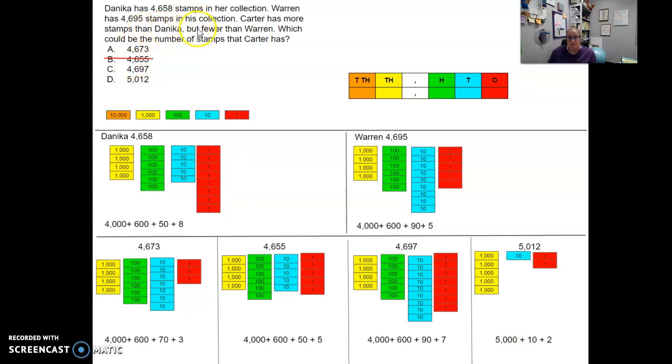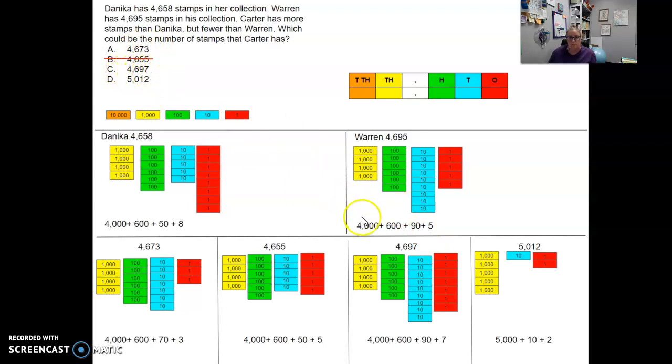Now the next part says that they have fewer than Warren. So Warren has 4,695. So our number has to be smaller than 4,695. So let's go back through the same process. 4,673. 4,695. So 4,000, 4,600, 600. 70, 90. Well, you know what? 70 is smaller than 90. So that one actually works. So now I'm going to go to the next one.